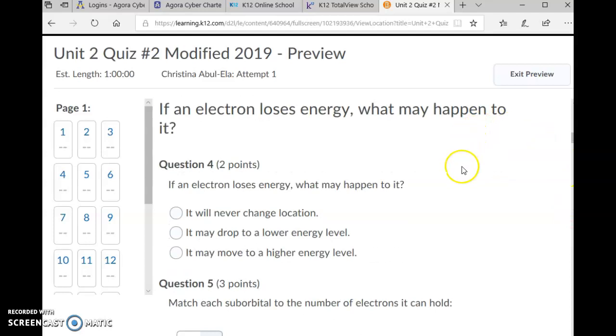Question 4. If an electron loses energy, what might happen to it? It will never change location. It may drop to a lower energy level. It may move to a higher energy level.